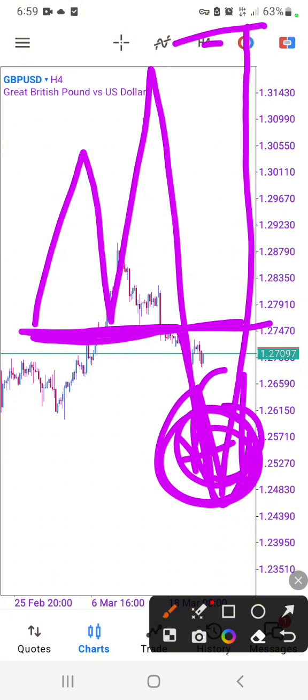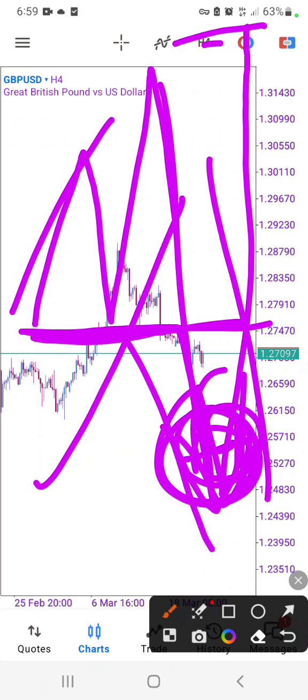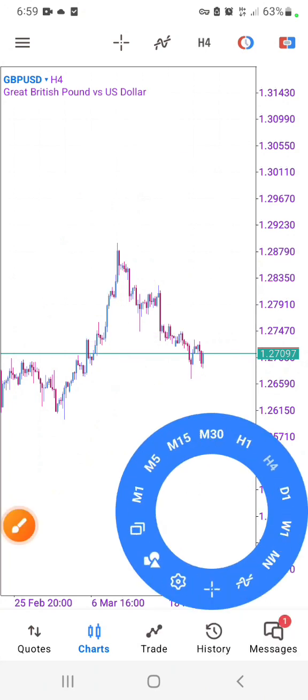If this has not happened, it means the market has changed direction from the uptrend to the downtrend. That's how you can identify it. So after identifying that the market is making lower lows and lower highs, we are going down.